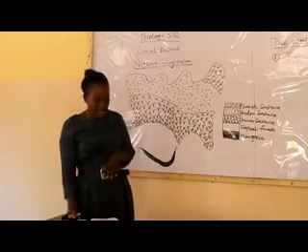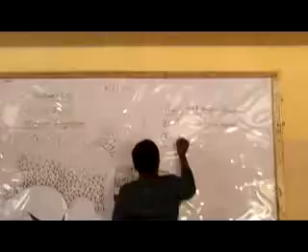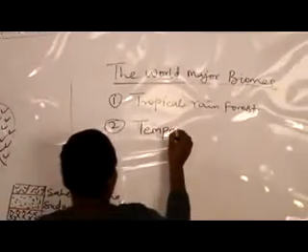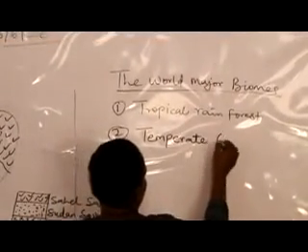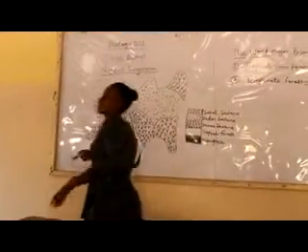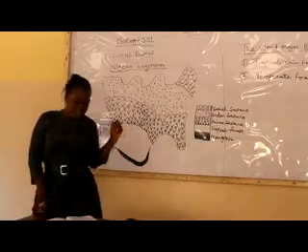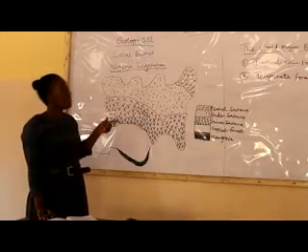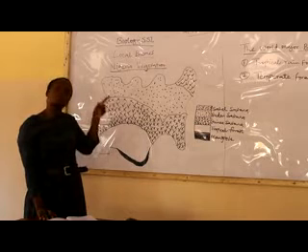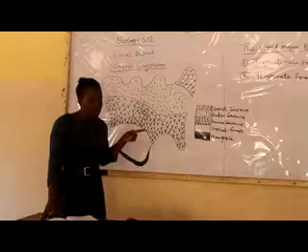Tropical rainforest. Let's look at the temperate forest, not found in Nigeria. What are the characteristics of this type of biome? Number 1, the forest is mainly of broad leaves. Broadleaf trees are found, but in this region, the type of trees that are found is what we call deciduous trees. What do we mean by deciduous trees?